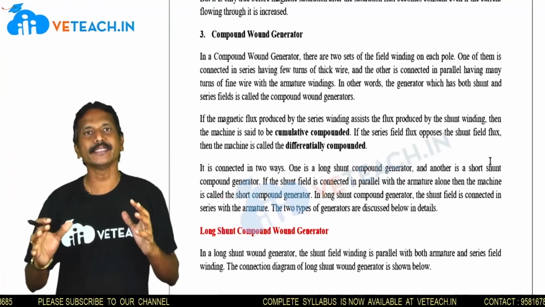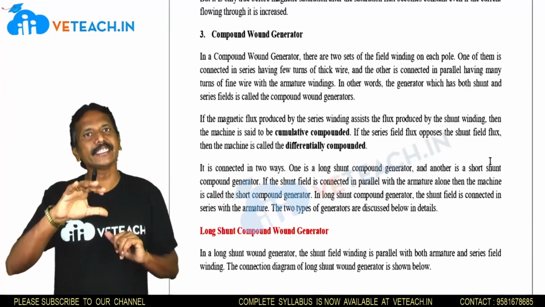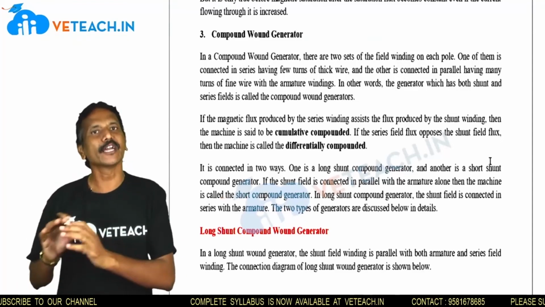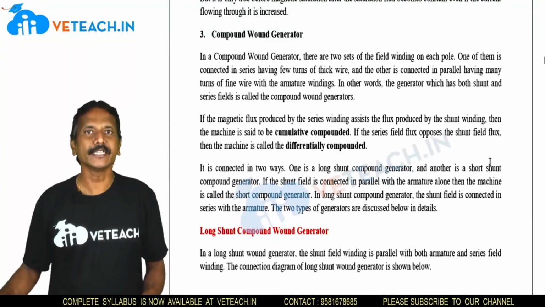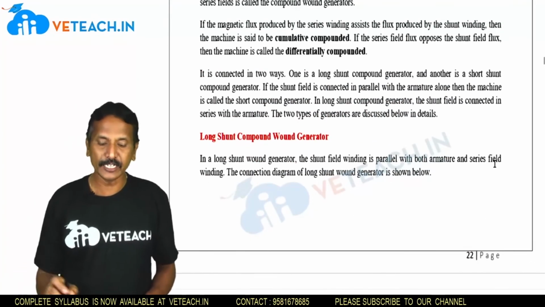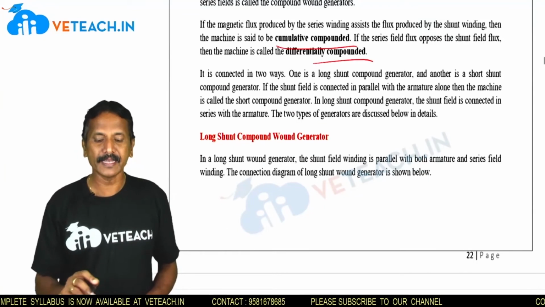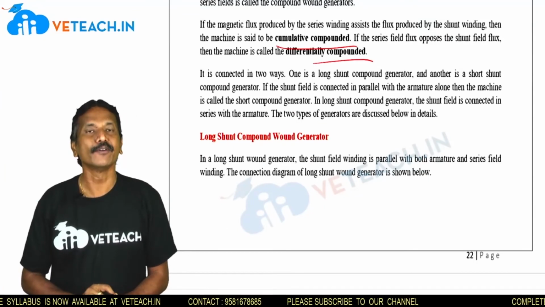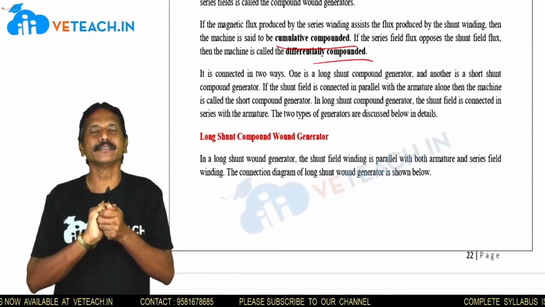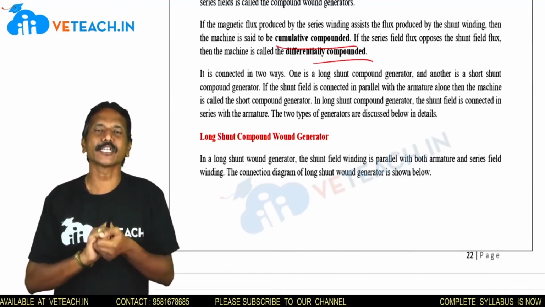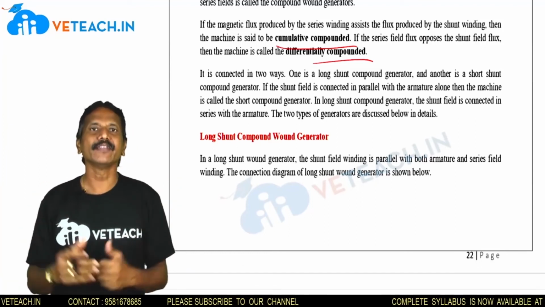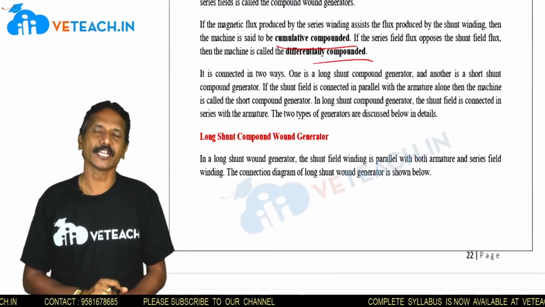Compound, I already said, is a combination of series winding as well as shunt winding connected to an armature across the load resistance. That is nothing but a compound generator. Again, this compound generator is divided into cumulative compound and differentially compound. Cumulative means what? The two currents are combined, that is the shunt current and the series current are combined. We say that as a cumulative compound. If both differ, then we say differentially compound generators.